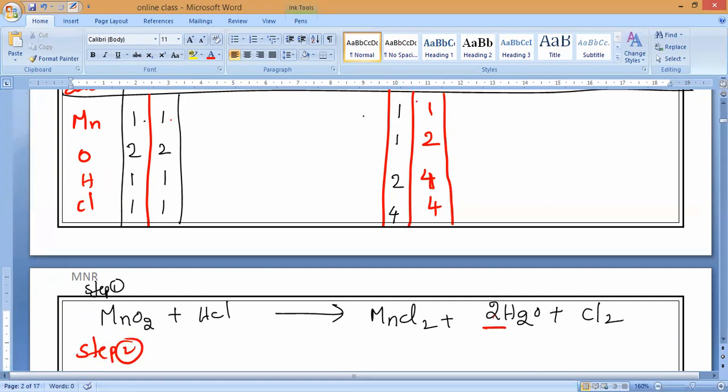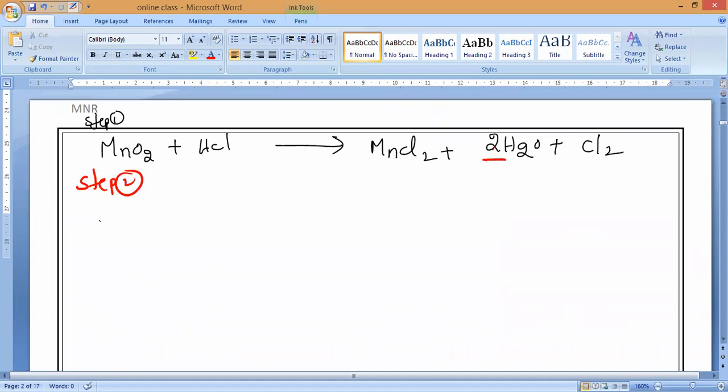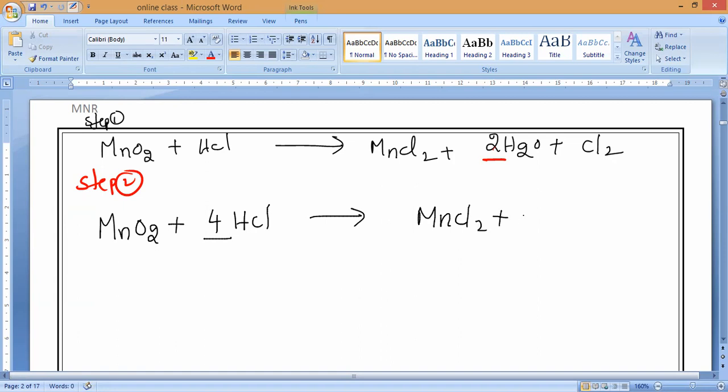Next, step 2. You can check it. Manganese is balanced, oxygen is balanced. Now hydrogen: here 1 and here 4. You have to balance HCl on the reactant side, not the product side. So here 4 hydrogens, here 1 hydrogen. So 1 becomes 4, so we multiply with 4. So MnO2 plus 4HCl gives MnCl2 plus 2H2O plus Cl2.